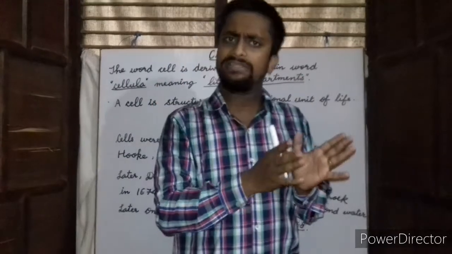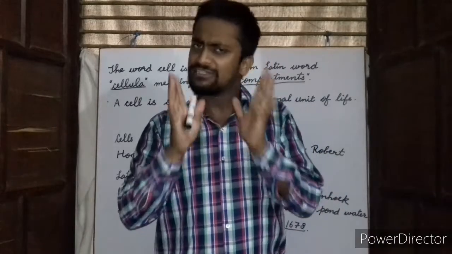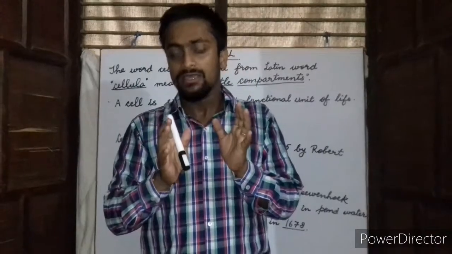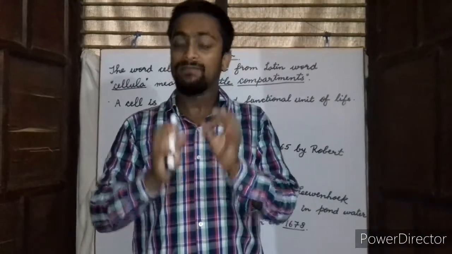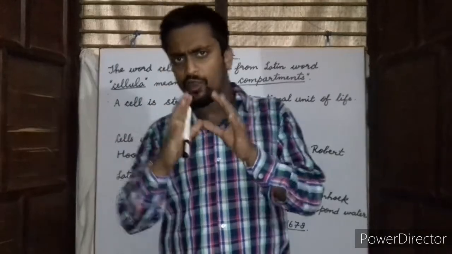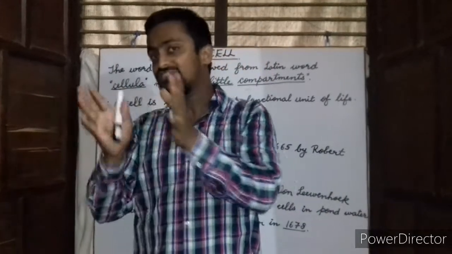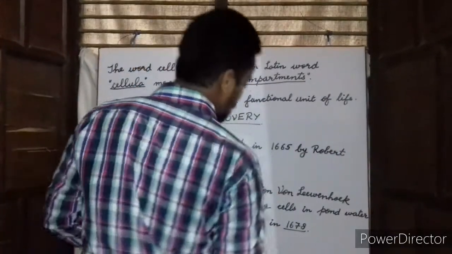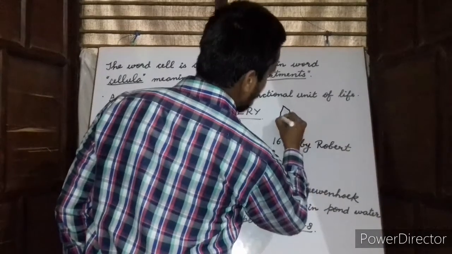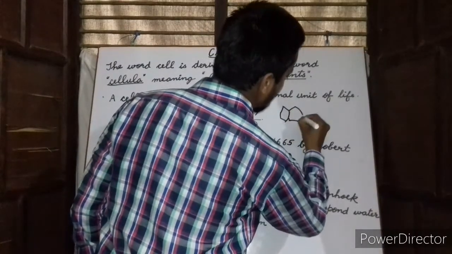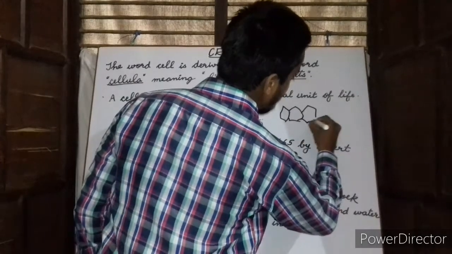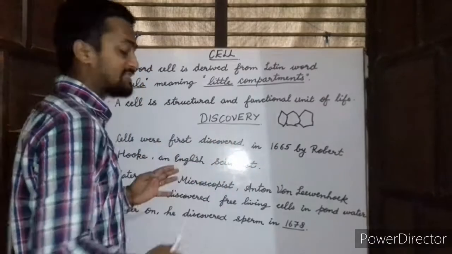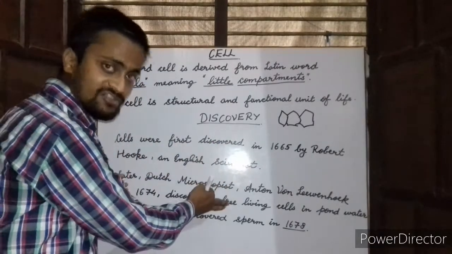Now, how were these cells discovered? Actually, there is a very interesting story behind this. In 1665, an English scientist named Robert Hooke was observing a cork under his primitive microscope, which was constructed by him only, and he observed some honeycomb-like structures. These honeycomb-like structures or compartments, he called cells. So the cells were first discovered in 1665 by Robert Hooke, who was an English scientist.